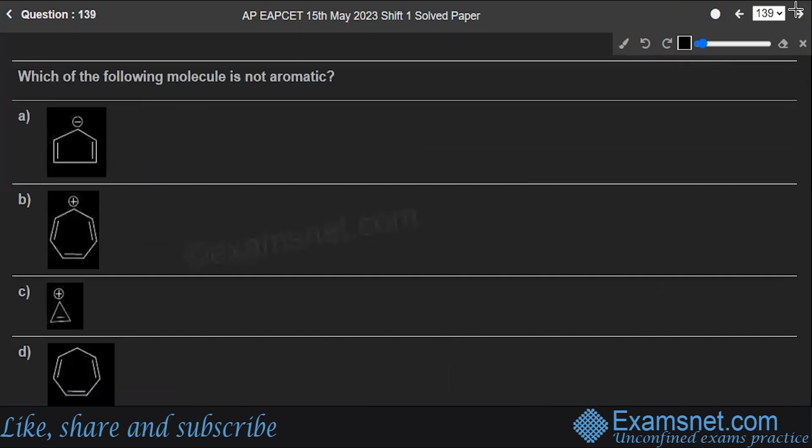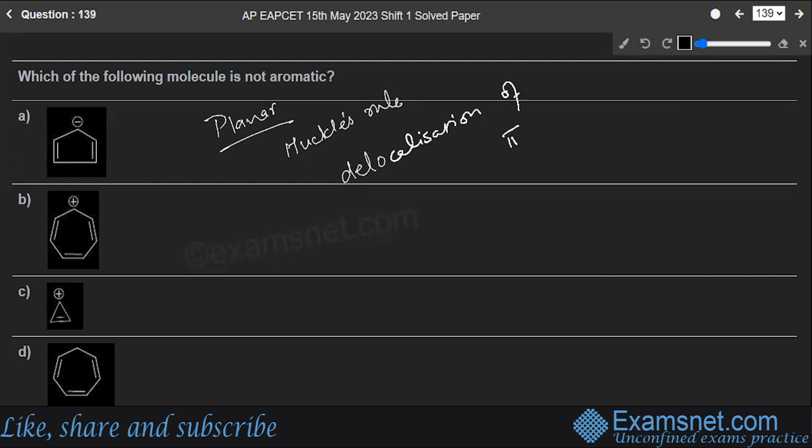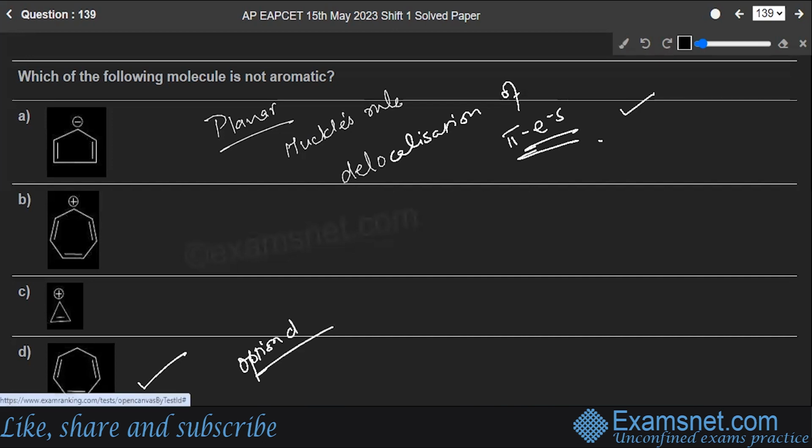Which of the following molecules is not aromatic? You are given four options and you have to find out which one is not aromatic. See, a molecule is said to be aromatic if it is planar, follows Huckel's rule, and there is complete delocalization of pi electrons. Among the given options, option D, which is 1,3,5-cycloheptatriene, is not a planar molecule, and complete delocalization of pi electrons does not take place in it. Therefore, this is not aromatic, and option D is the correct answer. Hope you got that. Next is question number 140.